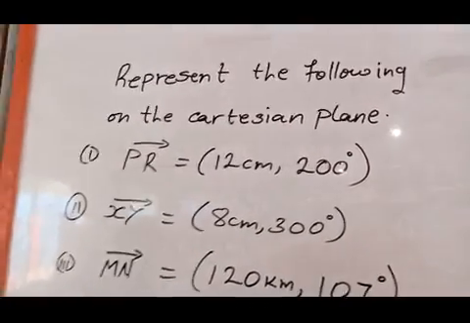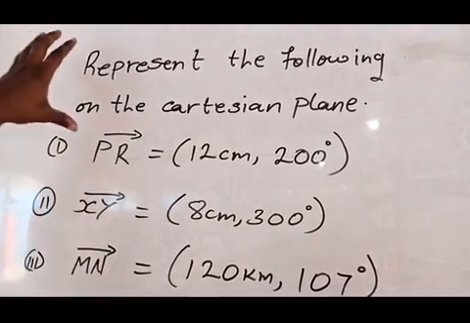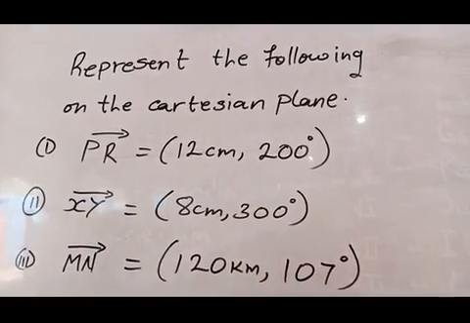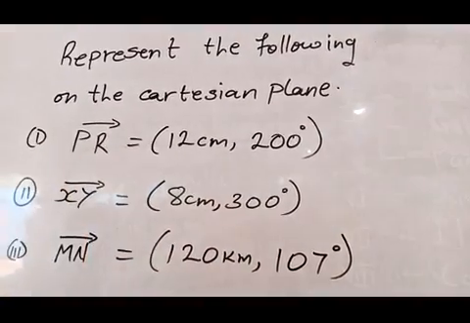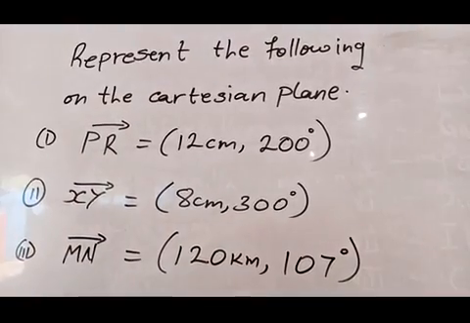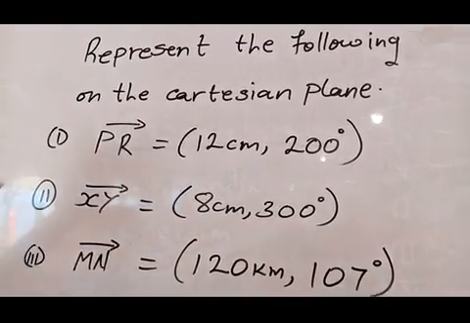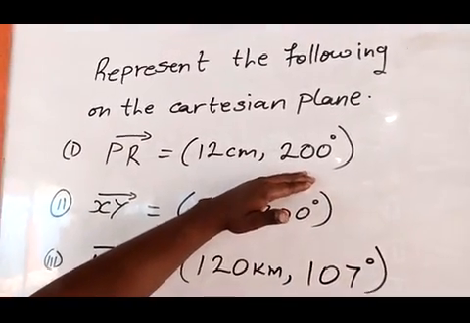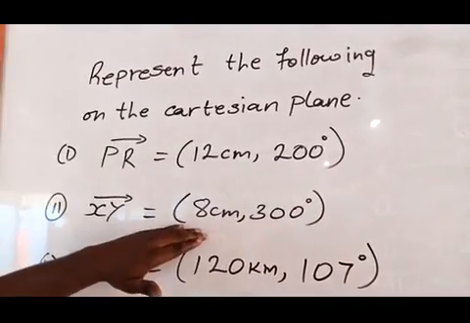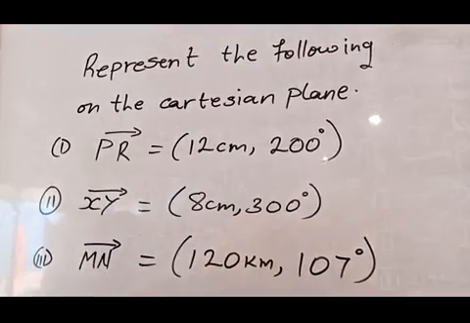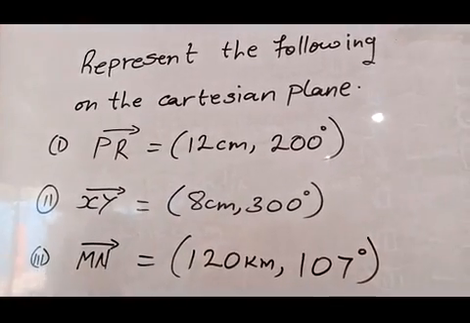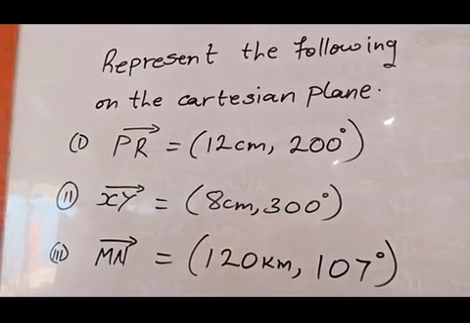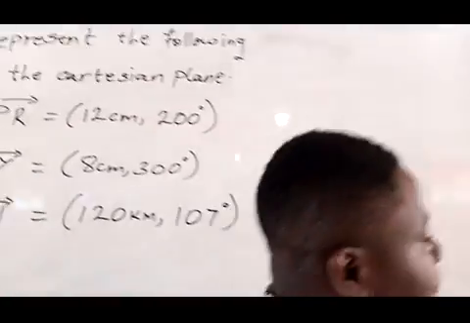Represent the following on the Cartesian plane. So we are to represent these questions, these distance bearing forms, on the Cartesian plane. All right. So when you take PR, remember that this is your distance, that is your bearing. This one also has to do with the distance and then bearing. So remember to label everything that I have explained to you to label. All right. So that is it.